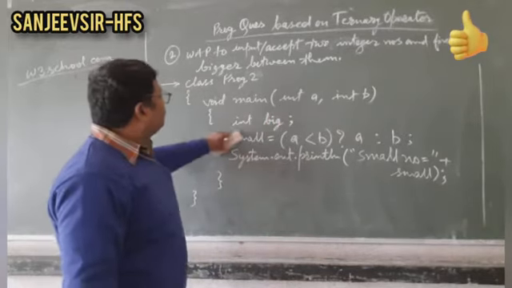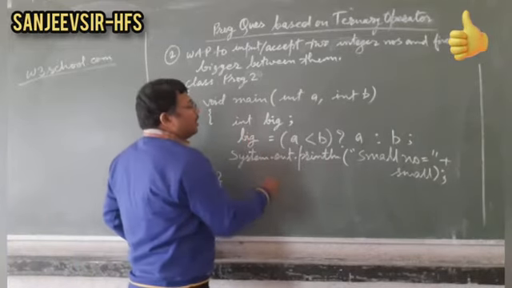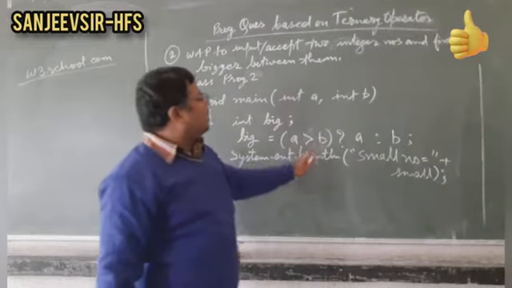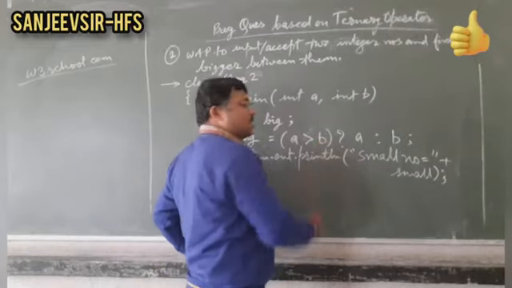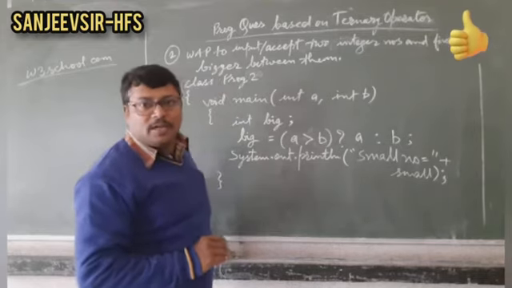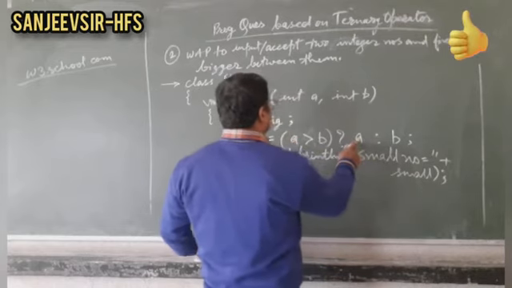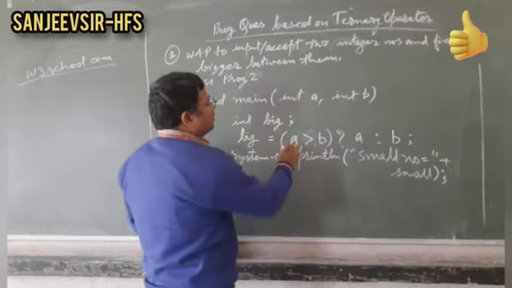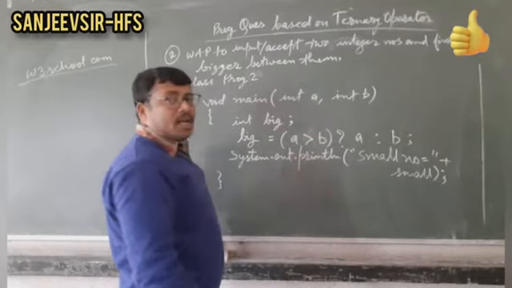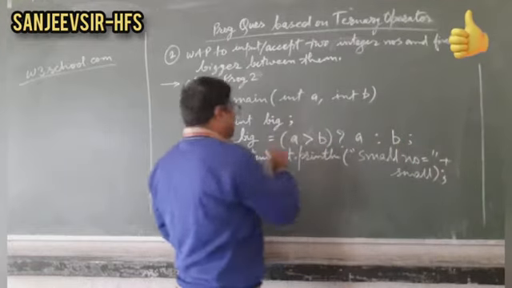So big is equal to a greater than b. What do we write? A greater than b. That means this condition says a is greater than b. If this condition is true, it means a is bigger, so a will be assigned. If this condition is false, that is a is not greater than b, that means b is bigger. So b will be in the false expression, so b will be assigned.